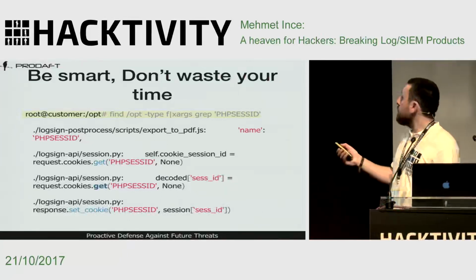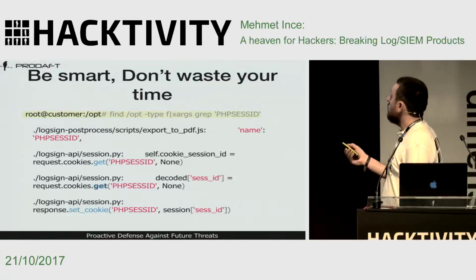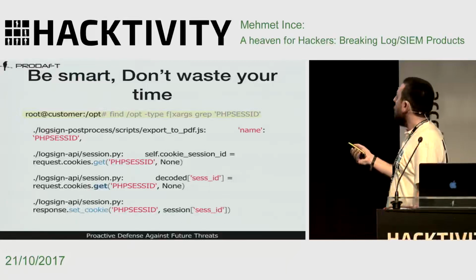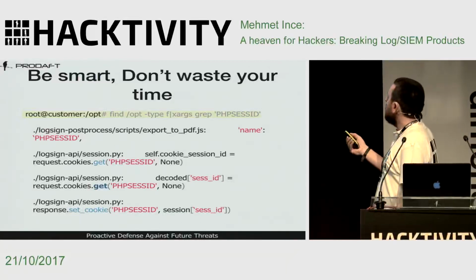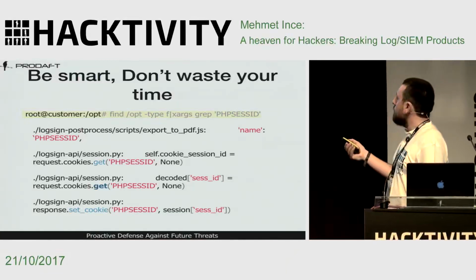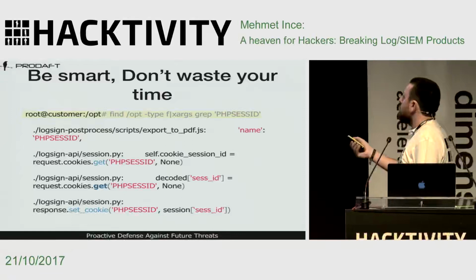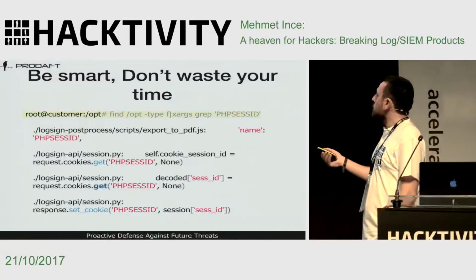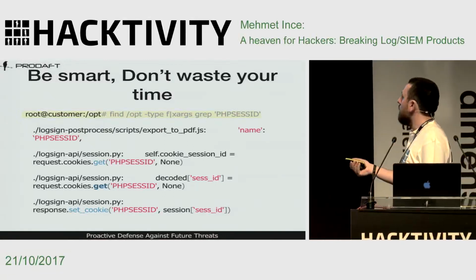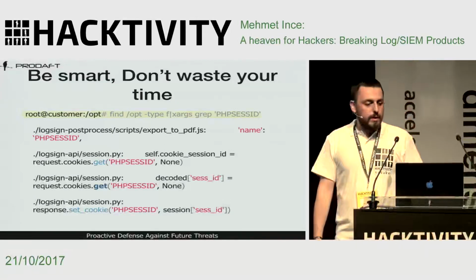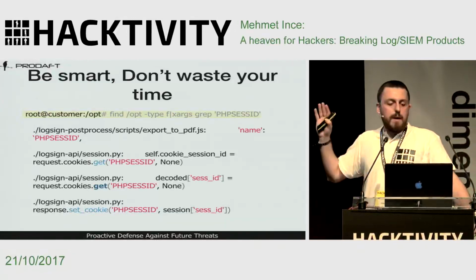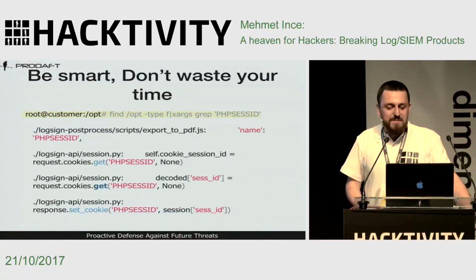So this is the function that we execute for this purpose. We just look at the opt folder because everyone loves to put their files under this folder, and we try to get the PHP session ID string inside of all the files under this directory. So the returned data tells us that there is a logsign API folder which has lots of Python implementation. It's under that folder, and logsign API means that there should be some sort of APIs, and we love APIs.